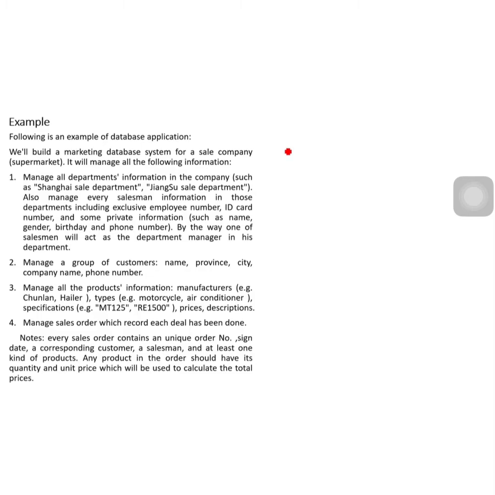From this database requirement, we know department is an entity set. We'll manage all the departments, so Jiangsu department and Shanghai department are the names of the departments. It's the name of the department.